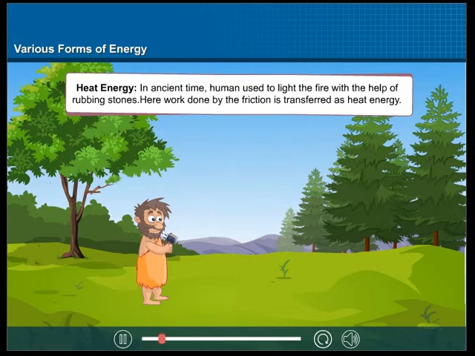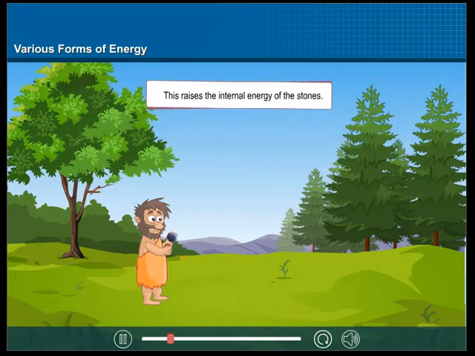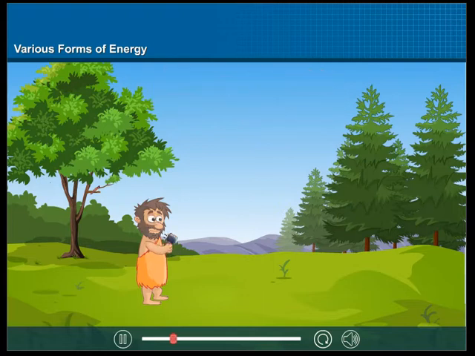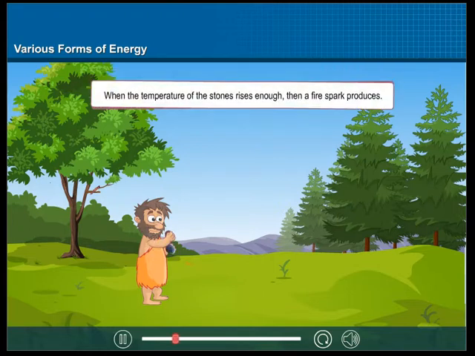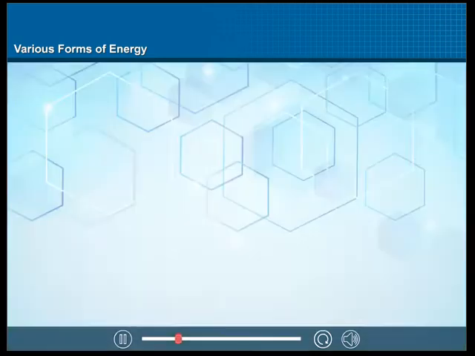In ancient times, humans used to light the fire with the help of rubbing stones. Here, work done by the friction is transformed as heat energy. This raises the internal energy of the stones. When the temperature of the stones rises enough, then a fire spark is produced.